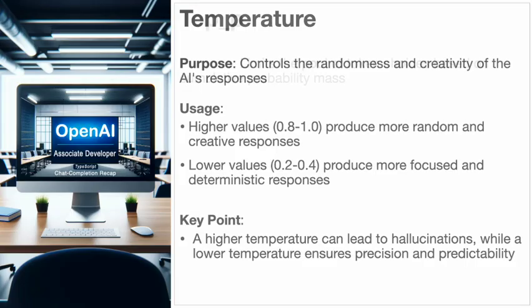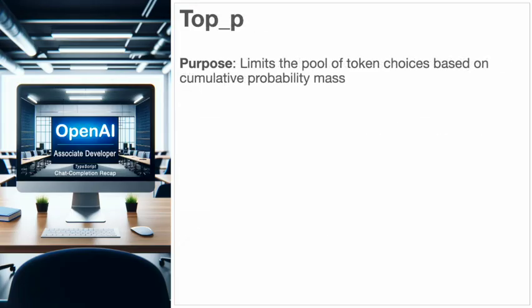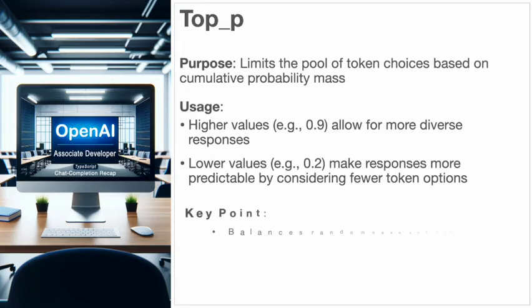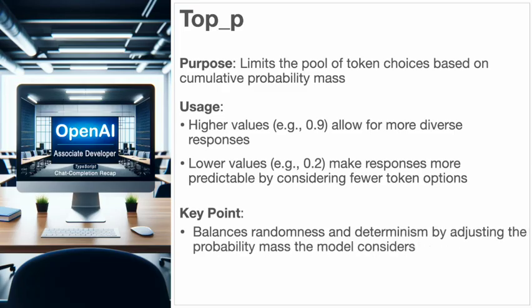Next, we explored the top P property. The top P property is about limiting the AI's pool of token choices. It restricts the AI to the top percentage of likely tokens, ensuring the responses are both relevant and contextually appropriate. This property is great for fine-tuning the AI's behavior to produce more predictable or varied outputs based on your needs.